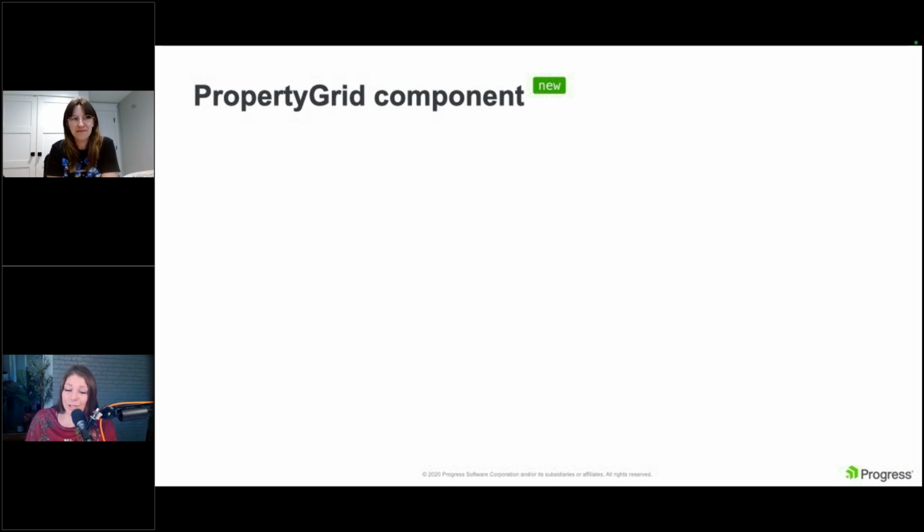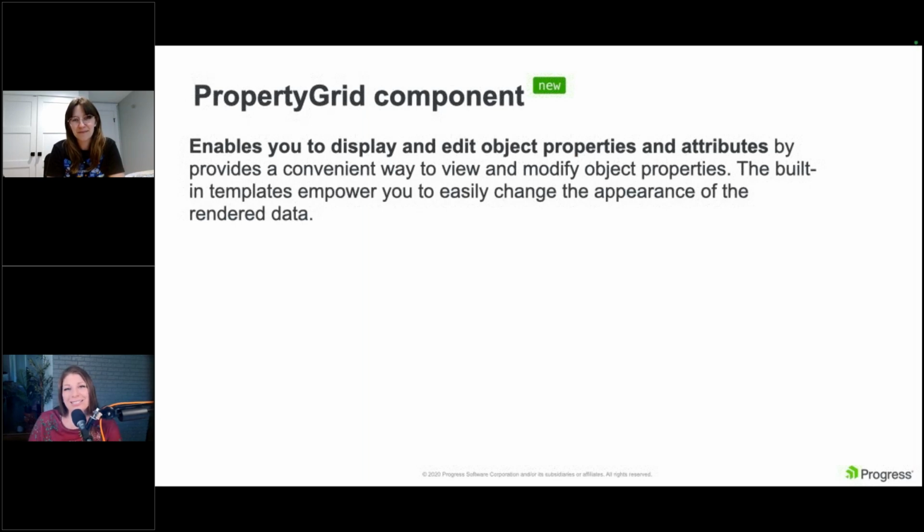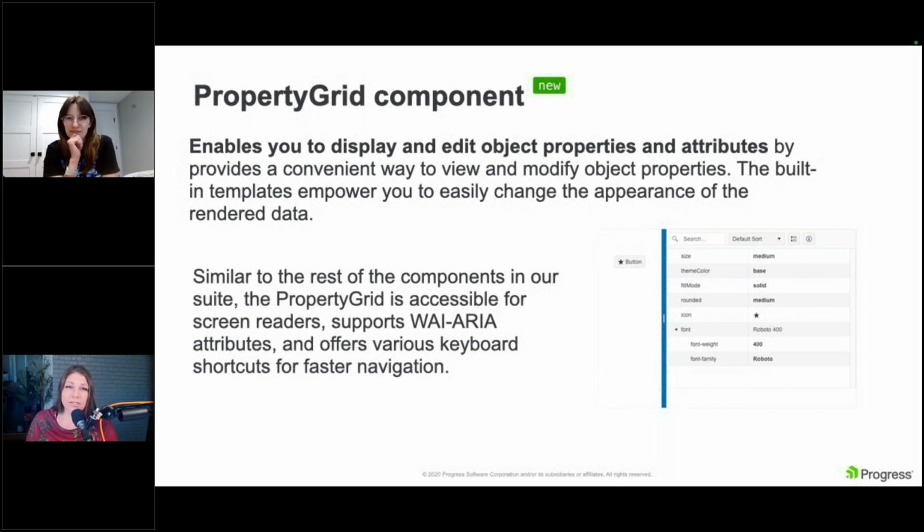The next new component for jQuery is the property grid. This enables you to display and edit object properties and attributes. And it's basically a convenient way to view and modify these object properties with a built-in template that you can change the appearance or how the data is rendered. I have a little screenshot there. And similar to the rest of the components in our suite, the property grid is accessible for screen readers, of course supports ARIA attributes, and offers various keyboard shortcuts for faster navigation.